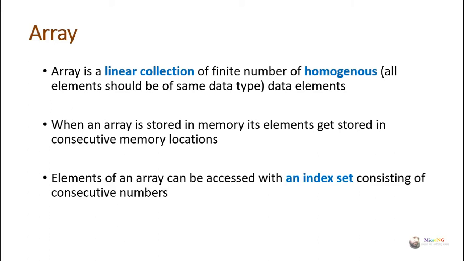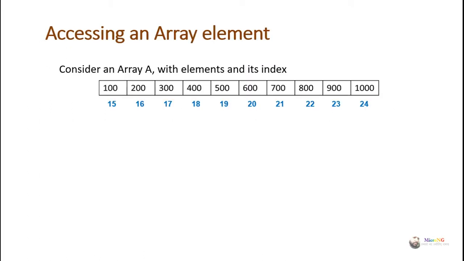Elements in an array can be accessed with an index set consisting of consecutive numbers. So each element of an array can be accessed by using an index, and the index will range from lower value to the last upper value. Accessing an array element: consider an array A with its elements and index. In this array A, the elements are 100, 200, 300 till 1000, and its index is starting from 15 till 24. The first index is 15, second index is 16, till the last one is 24.